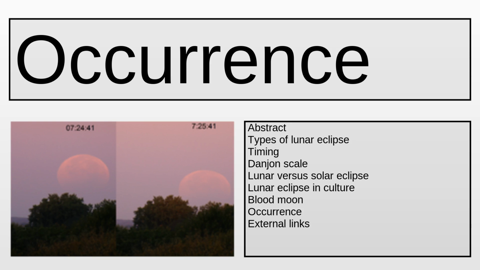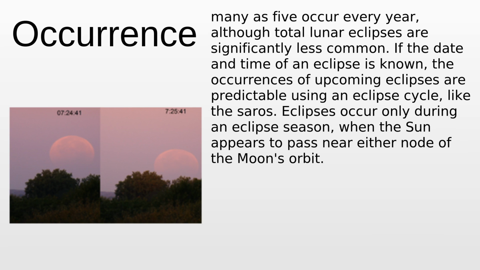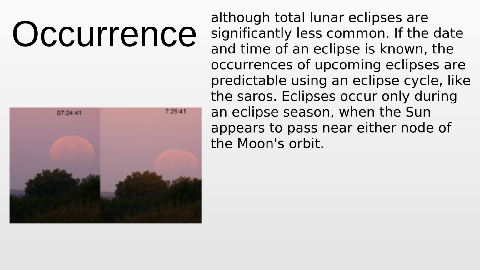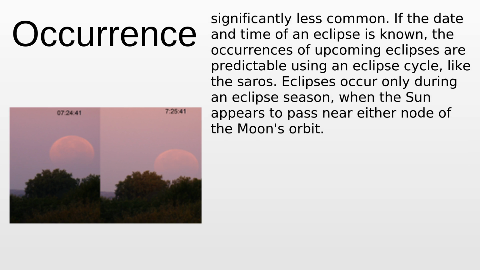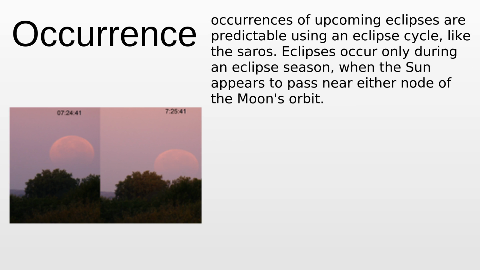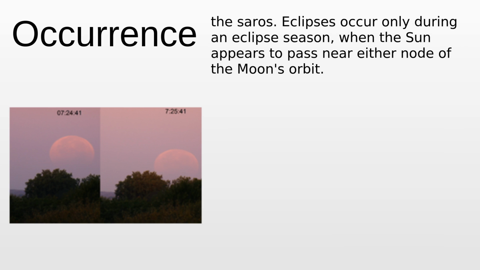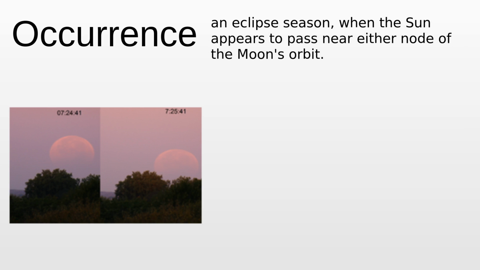Occurrence. At least 2 lunar eclipses and as many as 5 occur every year. Although total lunar eclipses are significantly less common, if the date and time of an eclipse is known, the occurrences of upcoming eclipses are predictable using an eclipse cycle. Like the Saros, eclipses occur only during an eclipse season, when the sun appears to pass near either node of the moon's orbit.